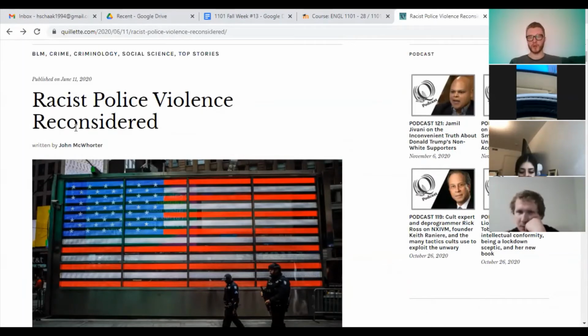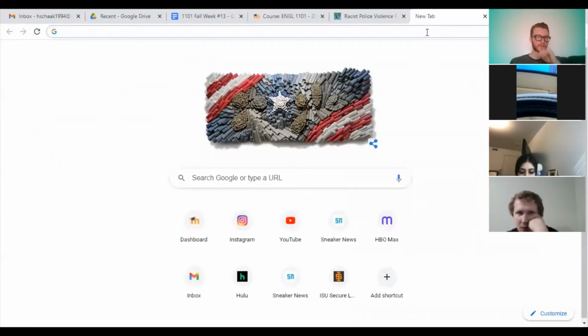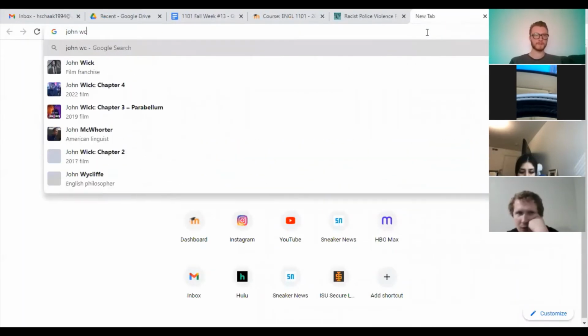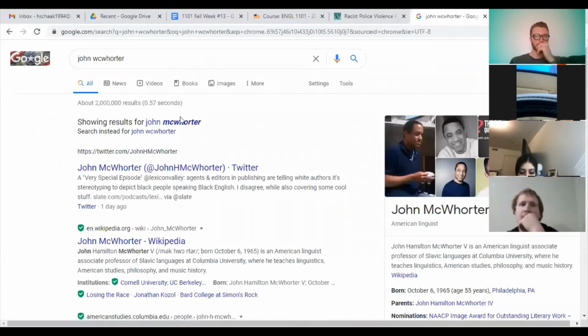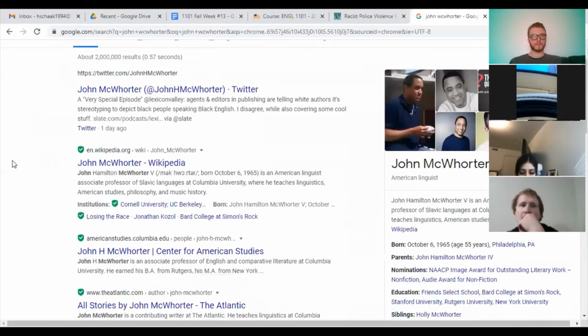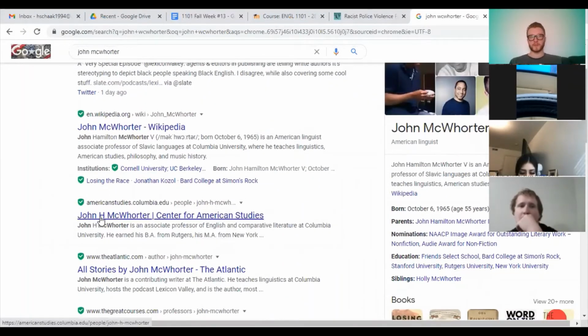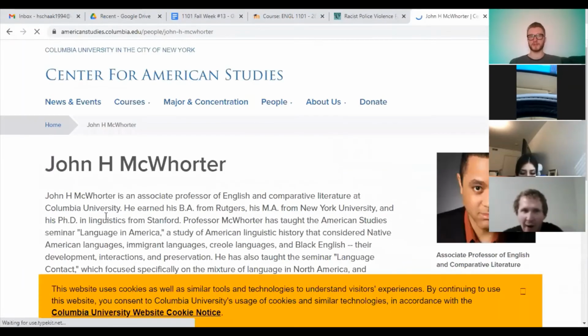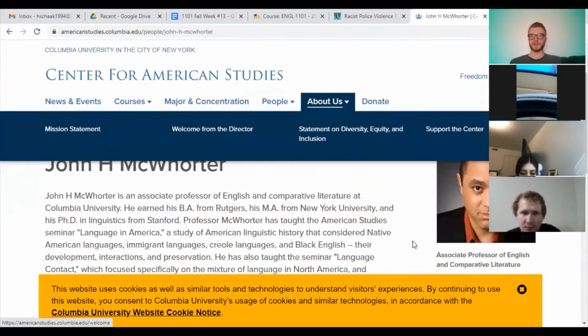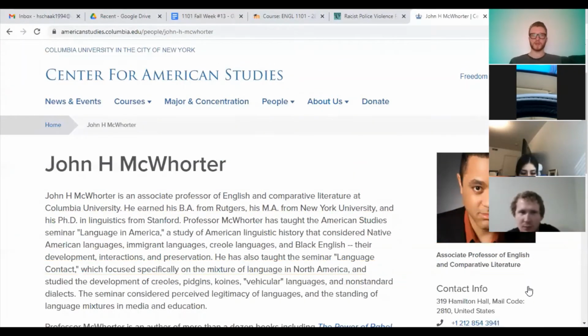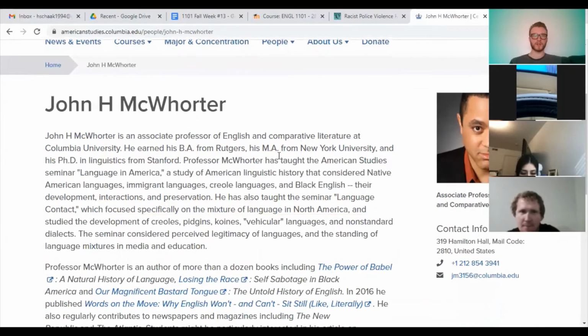So if you find a really well-written article written in a place that has a bad reputation, you should ask why, or if you get into any of these kinds of situations. So let's go ahead and look up John McWhorter real quick. First thing I'd like to draw your attention to is he's on the staff of Columbia University. He's a Columbia University linguistics professor. And by looking on their website, we can see all of his credentials.